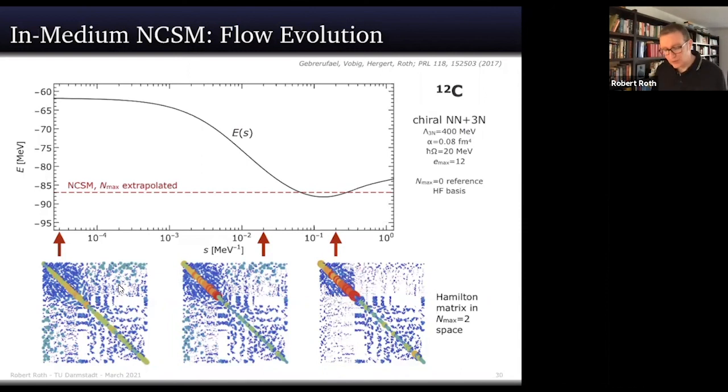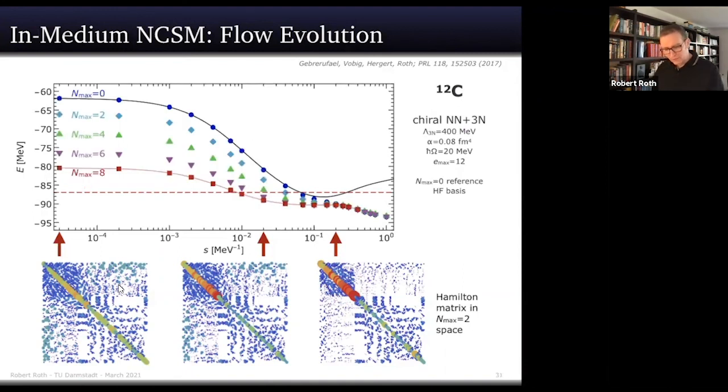And I've used the in-medium SRG now simply to pre-process my NCSM matrix to further accelerate convergence. In the ideal case, the calculation would be converged at Nmax 0 because this block has been decoupled, and Nmax 0 is easy for each and every nucleus to do. So let's look whether this really works.